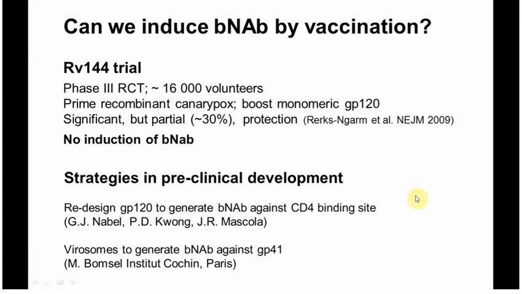So there are some strategies that are in preclinical development to induce broadly neutralizing antibodies by vaccination. Here's a consortium of different groups who are trying to redesign the GP120 trimer in order to make the CD4 binding site more immunogenic, so that broadly neutralizing antibodies against this site can be induced reproducibly by vaccination. But this is going to involve large-scale remodeling of the immunogen.